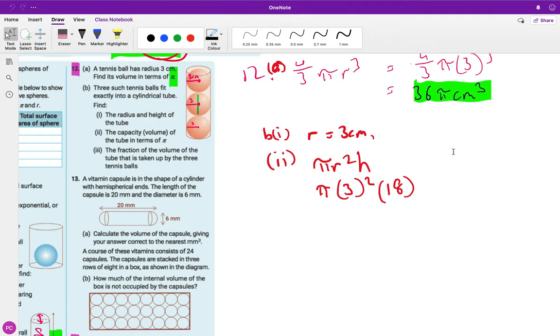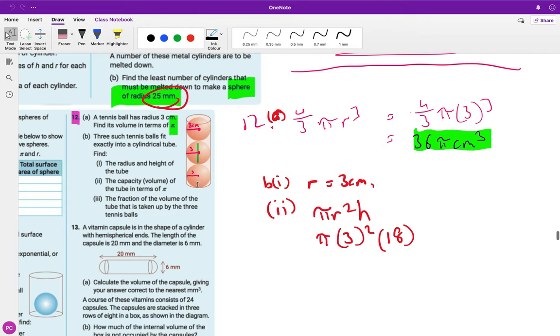Thinking, how do we get 18? How do we get the height there? Well, if I have a radius there, that's going to be 3. This is going to be 3. This radius is going to be 3, this radius is going to be 3, and this radius is going to be 3. So 3, 6, 9, 12, 15, 18. So the height of the cylinder is going to be 18.